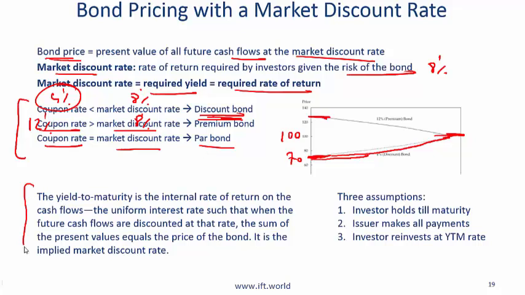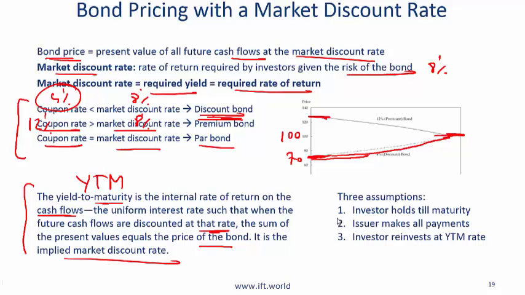A few terms now. The yield to maturity, or the YTM, is the internal rate of return on the cash flows. It is the uniform interest rate such that when the future cash flows are discounted at that rate, the sum of the present values equals the price of the bond. This is just the definition of IRR. It is the implied market discount rate.